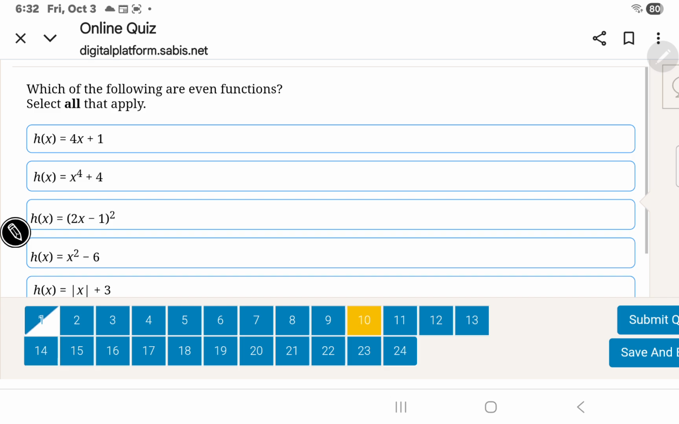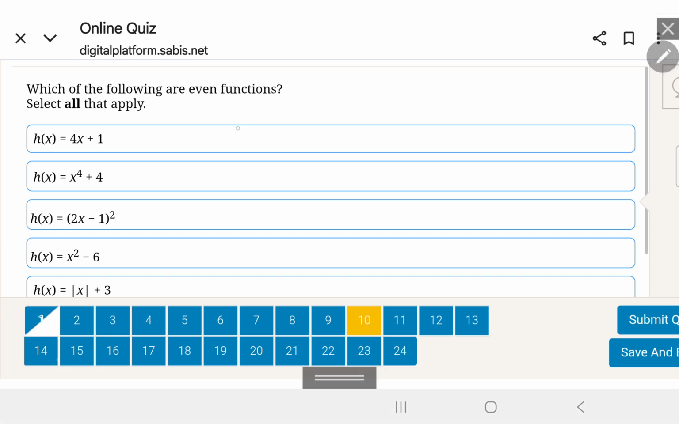Which of the following are even functions? For an even function, we should have h of x equal h of negative x. If these two quantities are equal, the function is even. Now you choose any number. Let me choose 1 because it's easily calculated. If h of 1 equals h of negative 1, it's even.